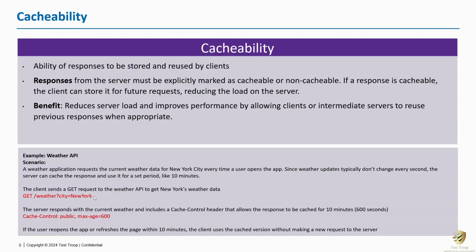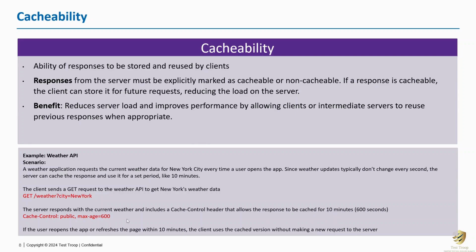Every time the user opens the application, it makes a GET call to the server, passing a query parameter city equal to New York. The server responds to this request, sending the current weather condition, including the temperature, humidity, wind direction, wind speed, etc. Along with that, it also sends a header with the metadata Cache-Control: public, max-age=600. This basically tells the client that the response is to be cached for 10 minutes.